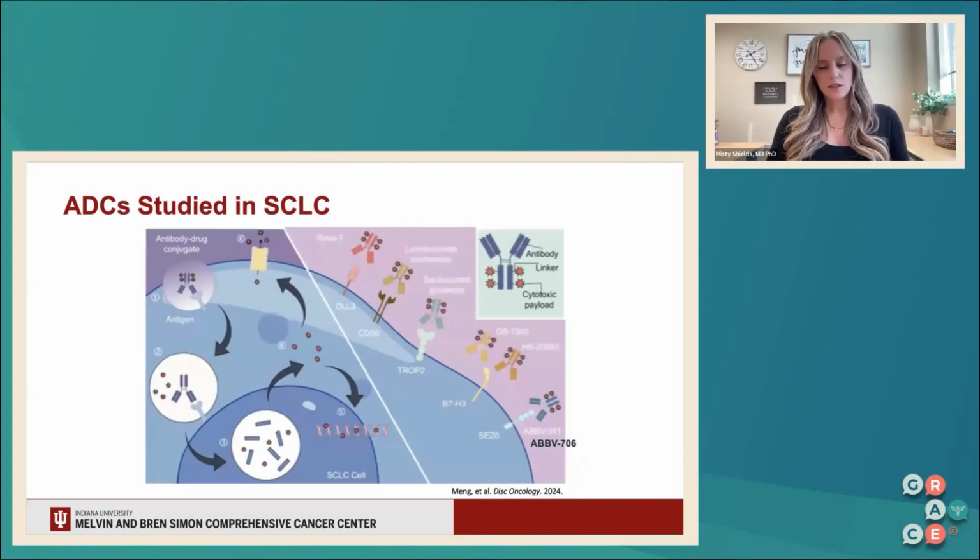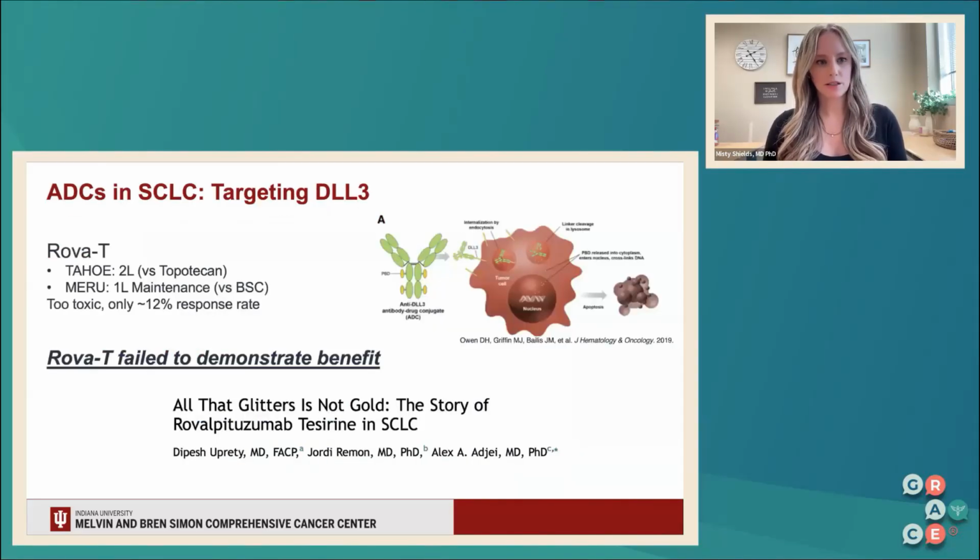So how do we target these proteins with drugs? What are the agents that are out in the clinic? This is a snapshot. This list is growing widely very quickly for clinical agents under investigation for small cell lung cancer. So let's first focus on DLL3.